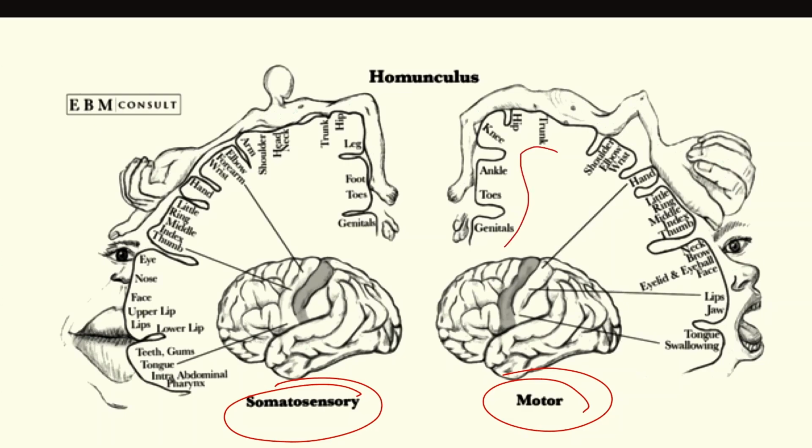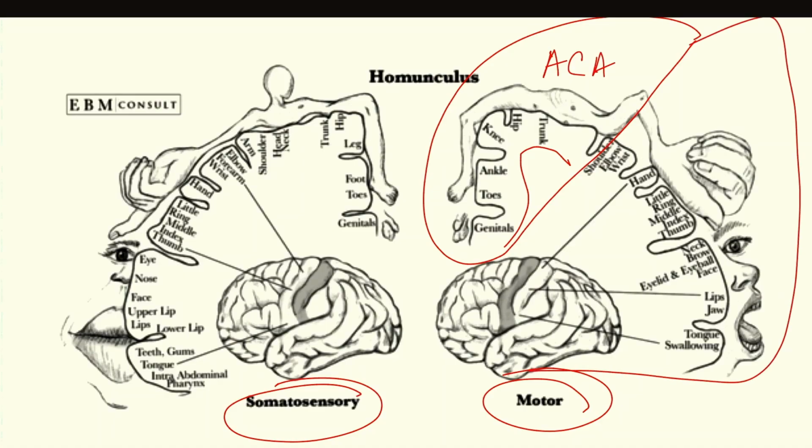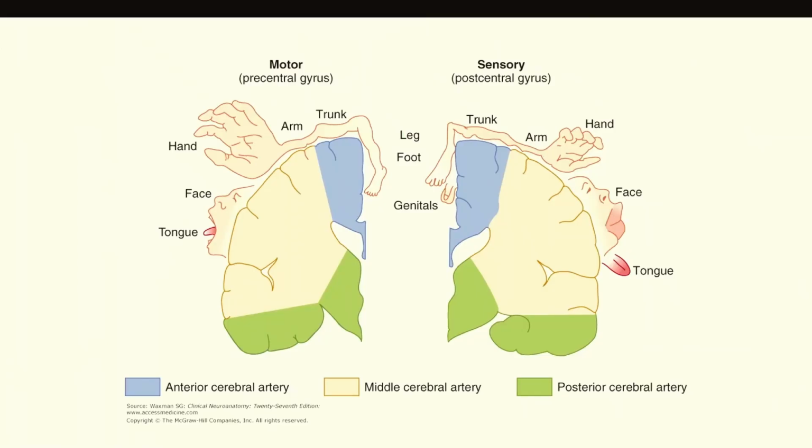Genitals, toes, hips, trunk. I would say up to here, this is all anterior cerebral artery. All this is middle cerebral artery. And it's the same on the other side as well. Here's another way of looking at it. Same picture as before, a little bit cleaner, but again, you can look and see where we have the issue.